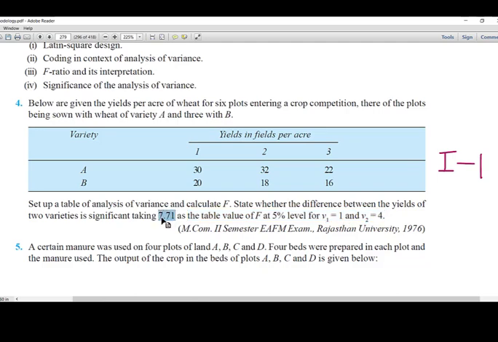So you calculate the values of F, and that F value you compare with the tabular value of 7.71. If the calculated value of F is less than 7.71, then we can conclude that the difference between the yields of two varieties is not significant. But if the calculated value is more than 7.71, then you have to say the difference between the yields of the two varieties is significant.